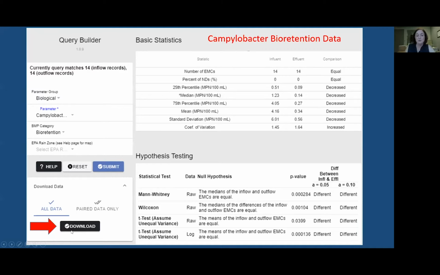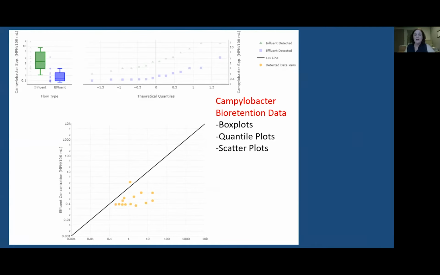And then the key tool is to be able to download a CSV file and look at the data sets yourself. The bottom line here is the bioretention studies did provide statistically significant reductions of Campylobacter. The outputs associated with the statistical tools include some graphical representations of the data. These include box plots of influent and effluent data, quantile plots, and scatter plots of inflow versus outflow, and if you're to the right of the one-to-one line here, then it means the BMP is doing something, removing pollutants.